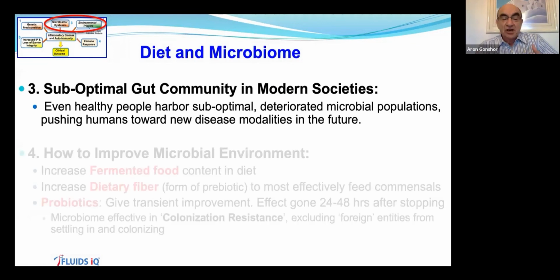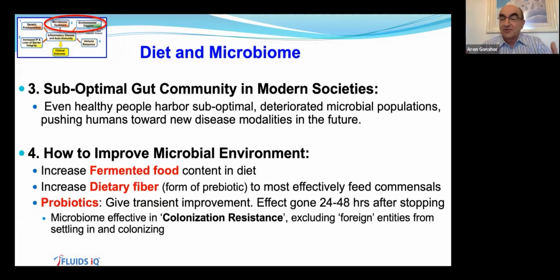And how do we improve it? Well, I think what we've been saying is increase the fermented foods, whichever they are. I'm not here to give you the long list. You're better at that than I am. Increase dietary fiber, which is a form of prebiotic. Why? Amongst other things, it's feeding the commensal bacteria.